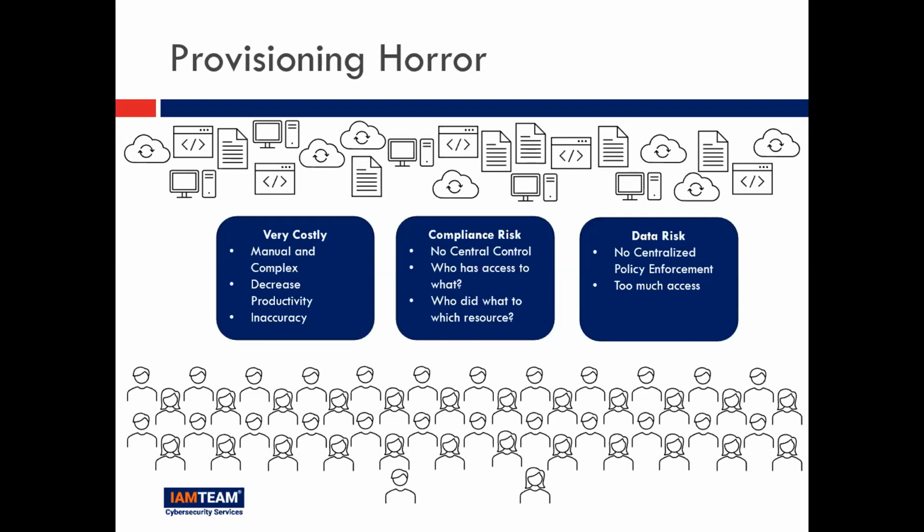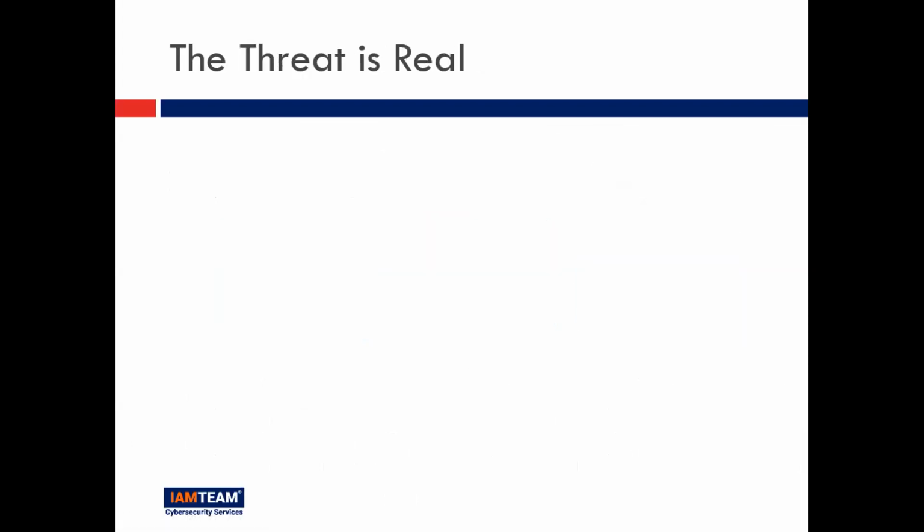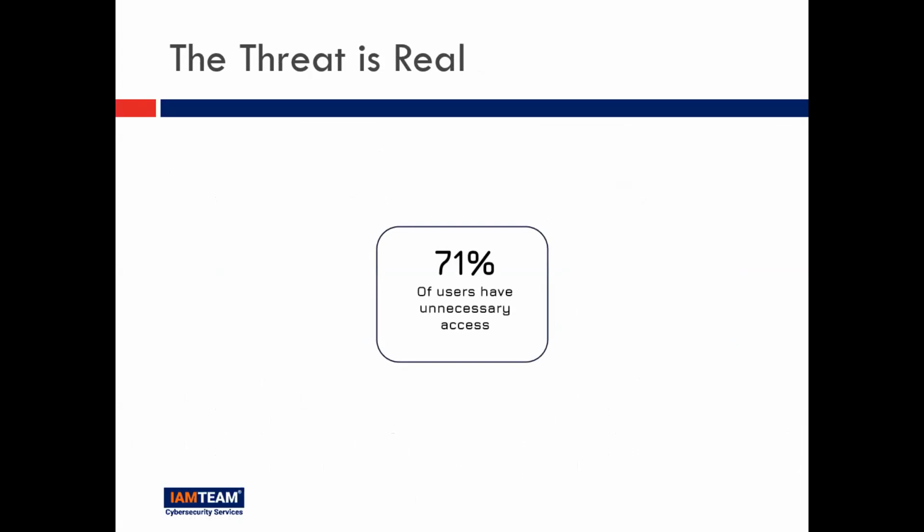Okay. Let's move on to our next slide. Now, imagine this. In a survey conducted by Ponemon Institute, 71% of users have unnecessary access. In the scenario where, say, someone in your organization gets hacked, there is a very high chance that they have more access than they need, and the attackers will be able to quickly go through your most important and critical information.